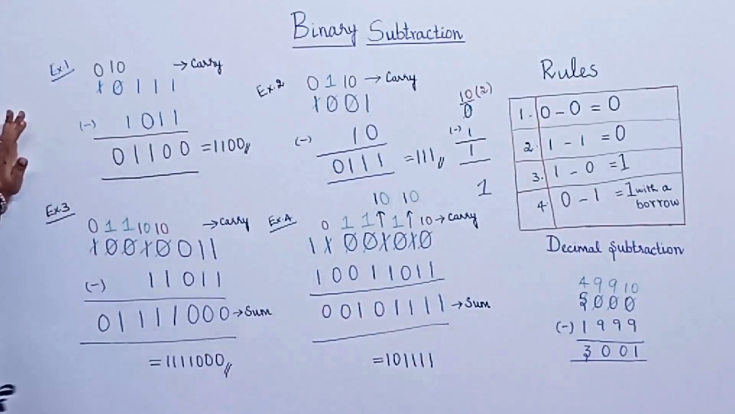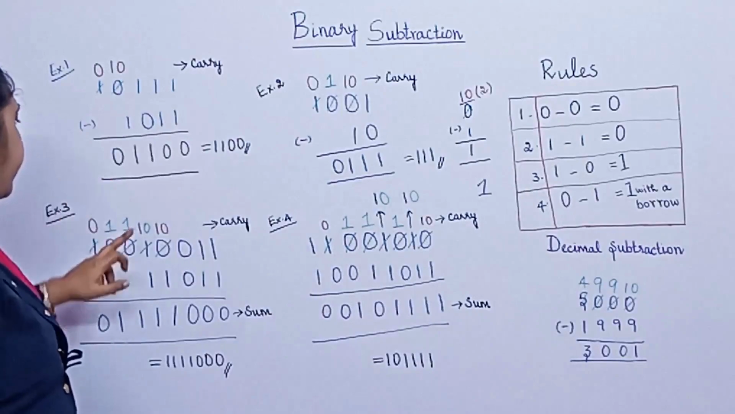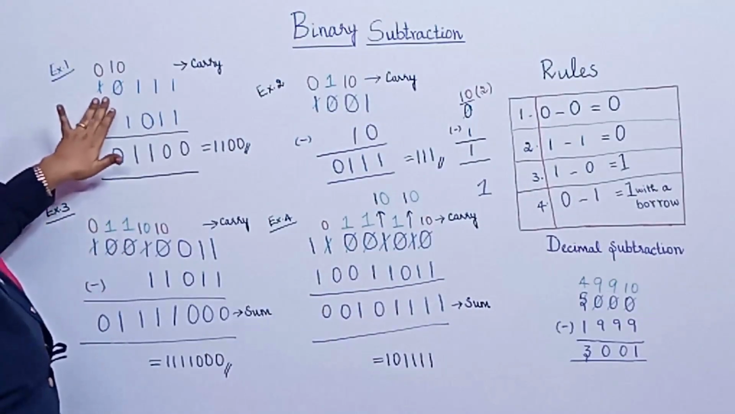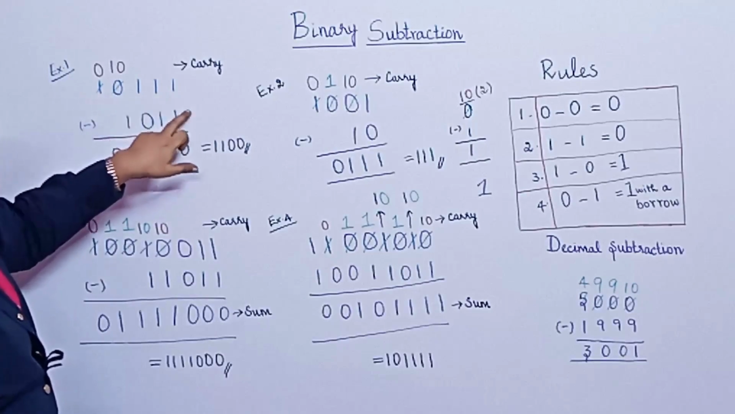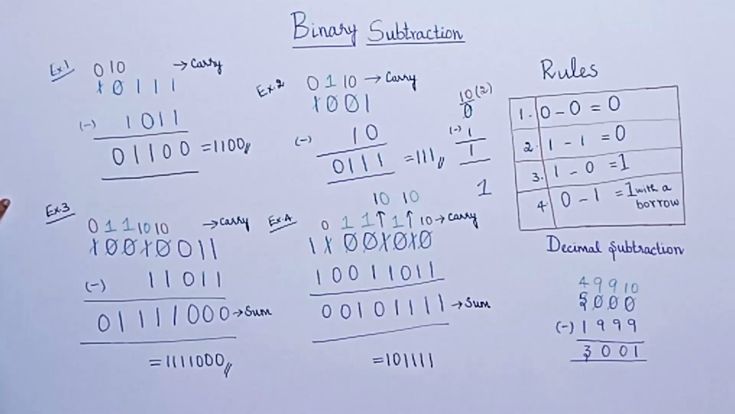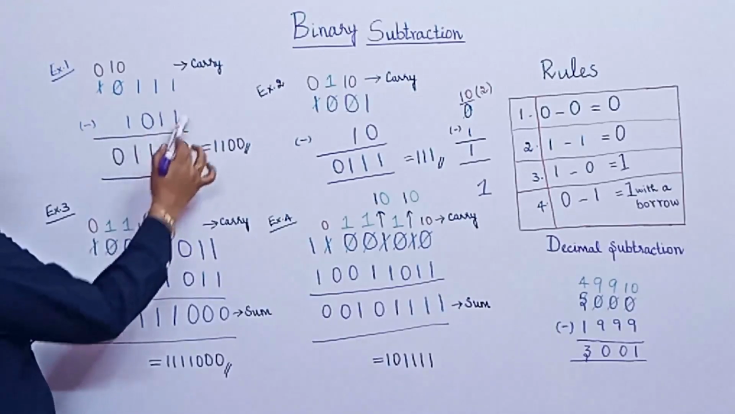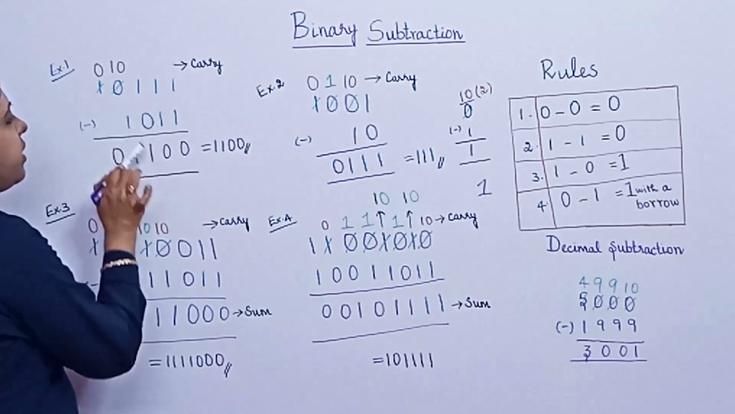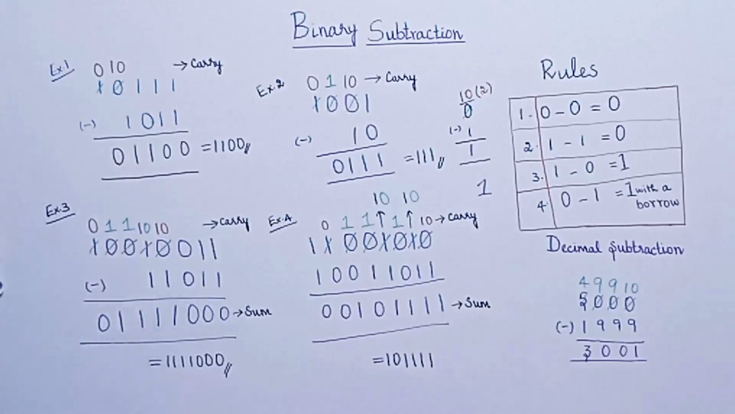example 1. The borrows are written in different colors for your understanding. Consider 10111 minus 1011. This is the first example. So what happens? 1 minus 1, 0. 1 minus 1, 0. 1 minus 0, 1. The same as decimal subtraction.